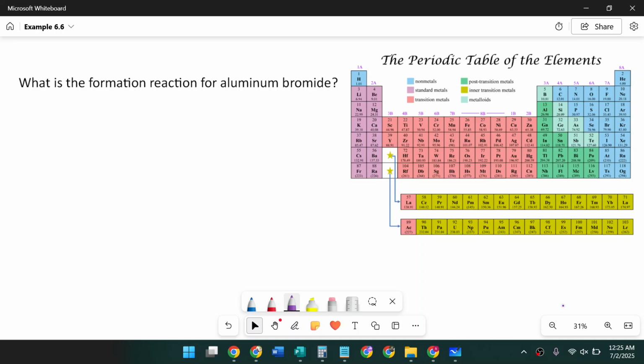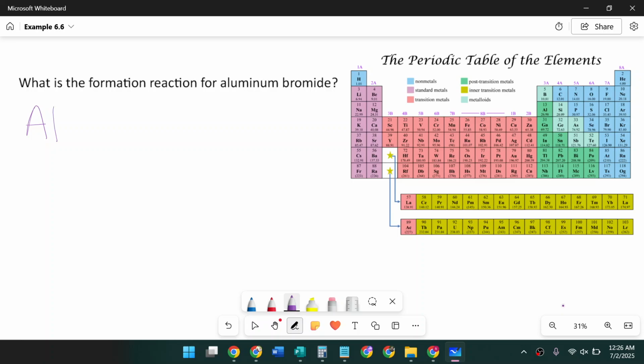This is example 6.6 from Discovering Design with Chemistry. The first part says, what is the formation reaction for aluminum bromide? Well, aluminum is here and bromine is here. So we're mixing a metal with a non-metal. And so we're going to have an ionic compound.